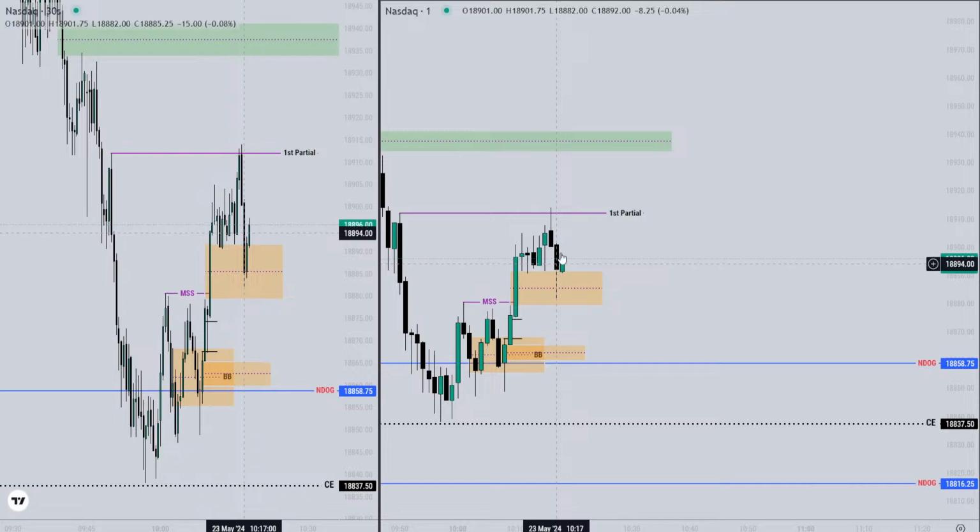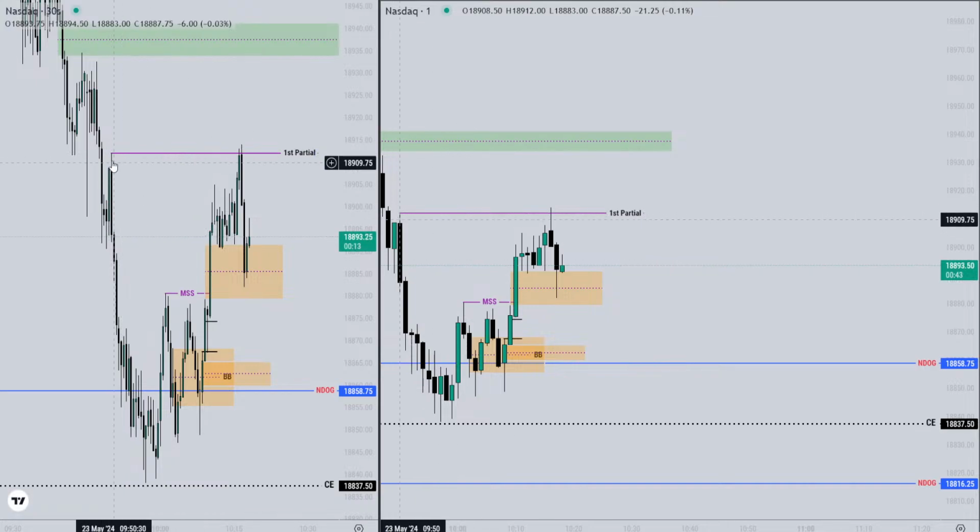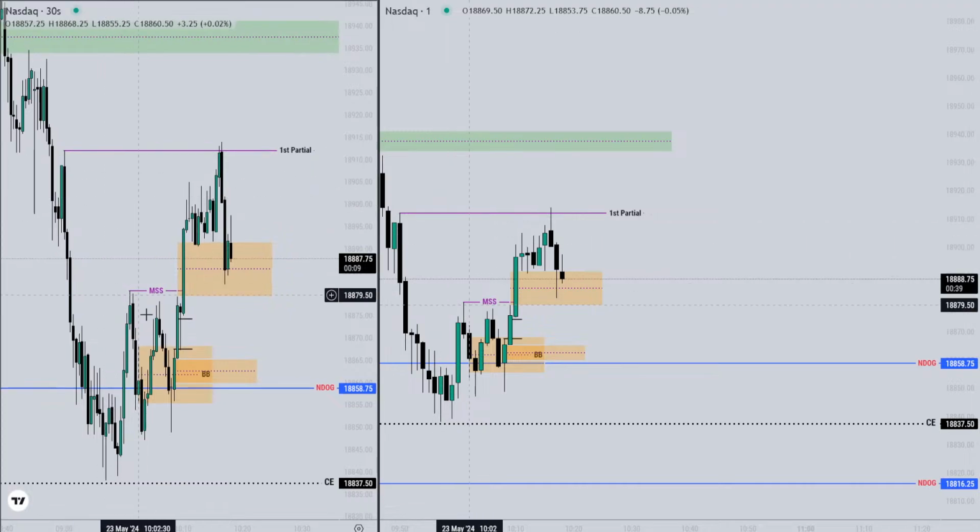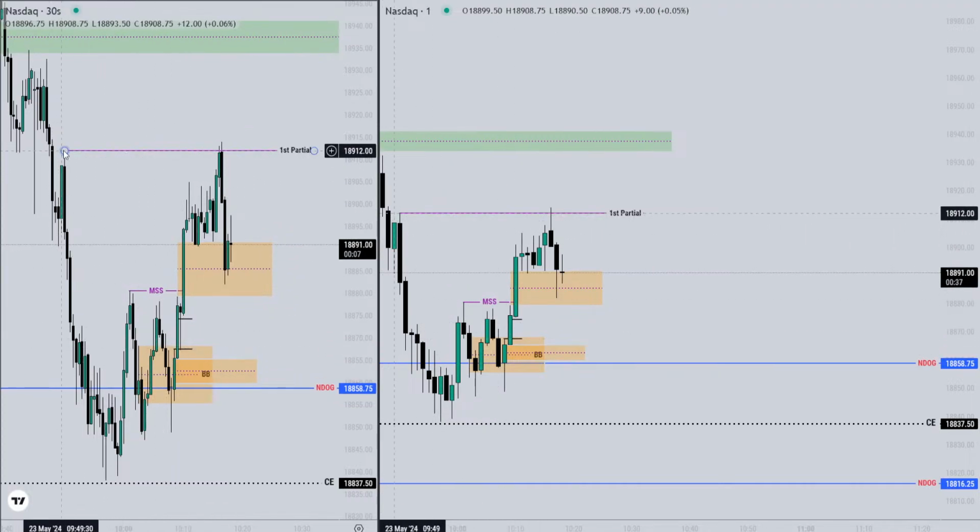My opinion is market should reach until that fair value gap. Until here. This is the last fair value gap. If you look over there, the 30-second chart, it has taken that high, okay? So when I took that entry, I could target that high. It's extremely important. This high is extremely important. I could target that high.